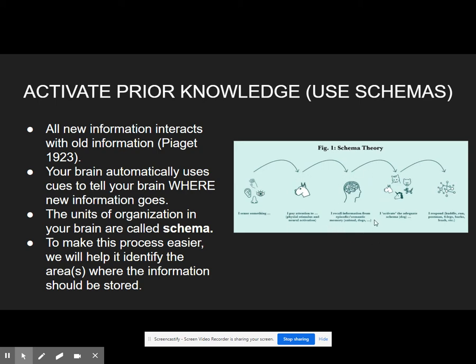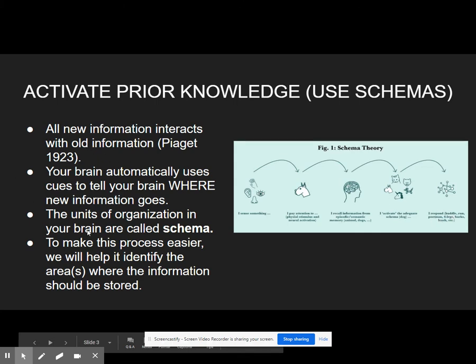Then it says, I recall information from another memory. So we're going to try to connect what we're learning today to memories that you might have had in the past. And then it says, I activate the adequate schema. Schemas are units, or kind of folders, that your brain uses to categorize information. In order for you to remember something, it has to be placed or encoded into a special place so that you can eventually go back and retrieve it. The last part of this is I respond.